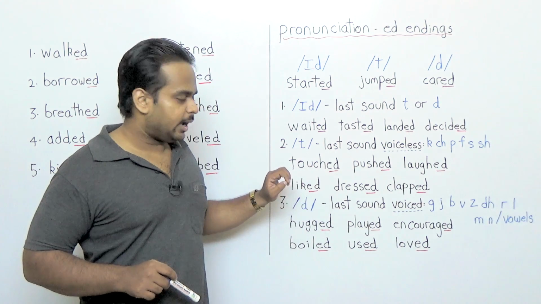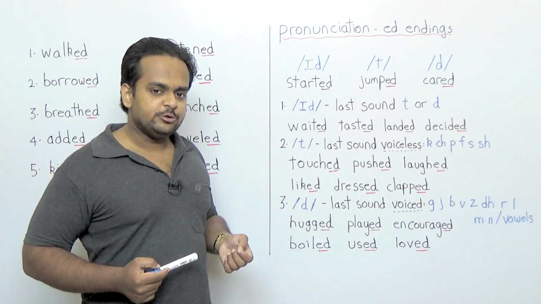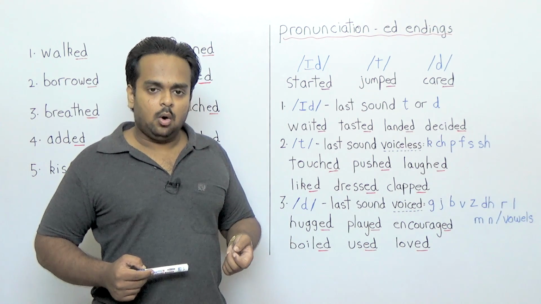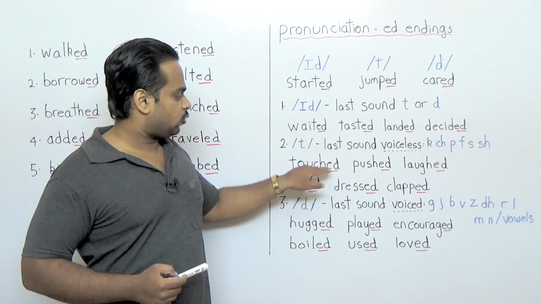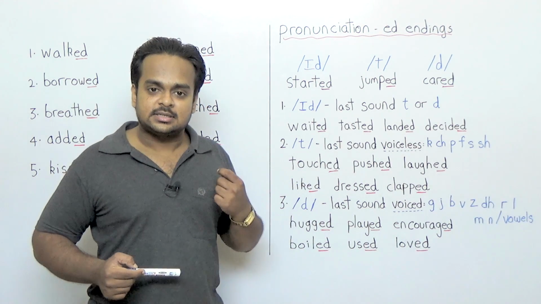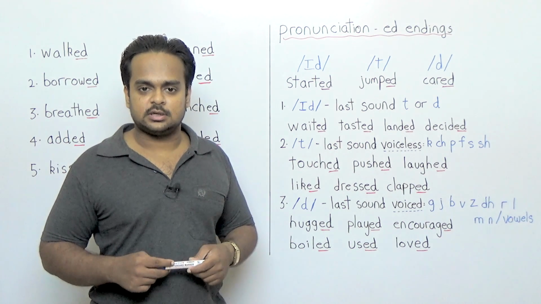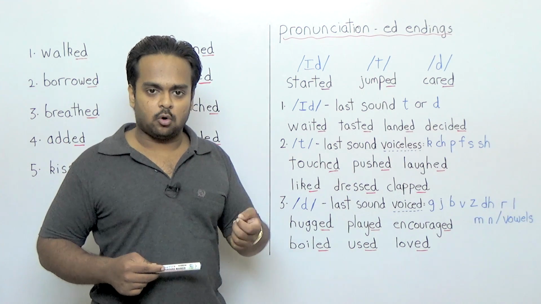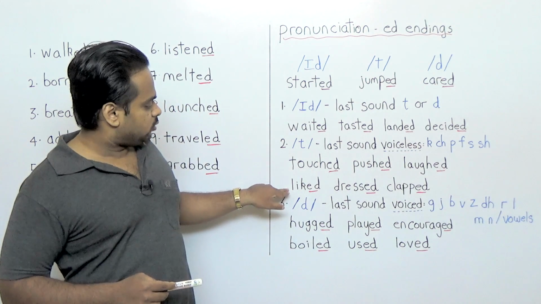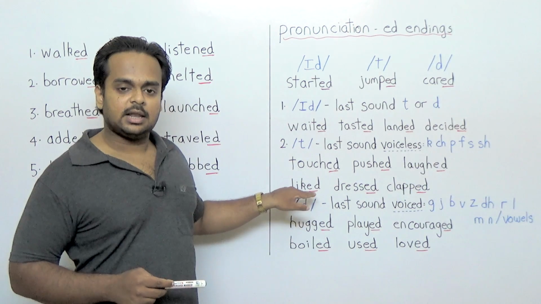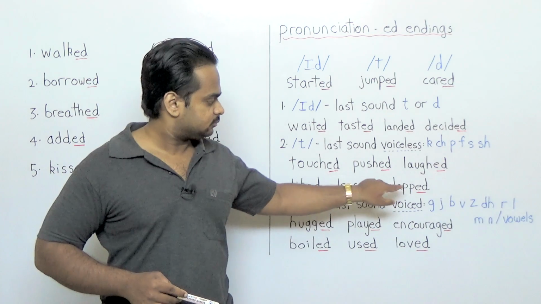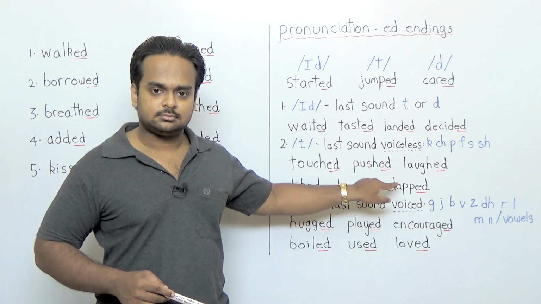Now, before we move on, I want to ask you a question. Why do we do this? If the last sound is unvoiced or voiceless, why do we say t for the ed ending? Well, it's simply because the t sound, t, is also a voiceless sound. So it makes it easier for us to say the ed ending. All right, so in the second row, liked, dressed, clapped.